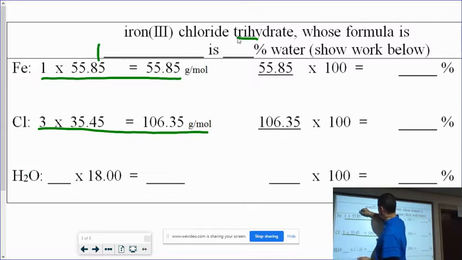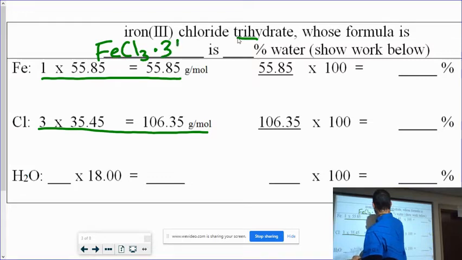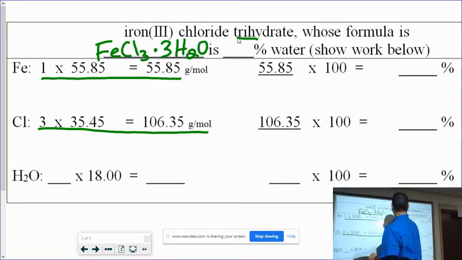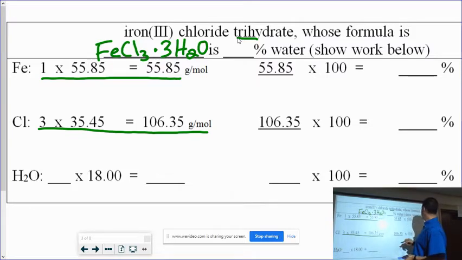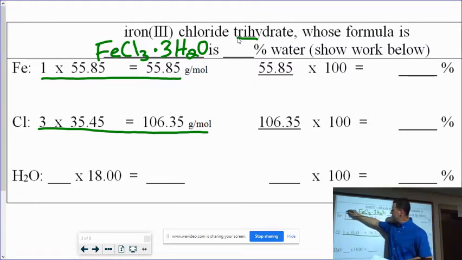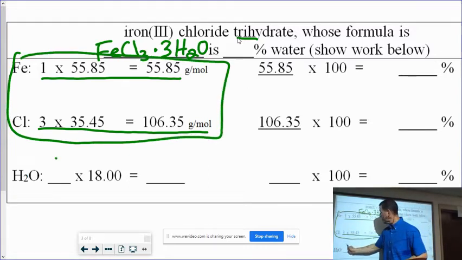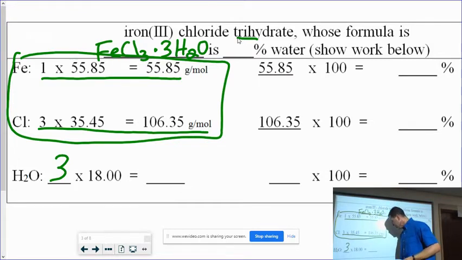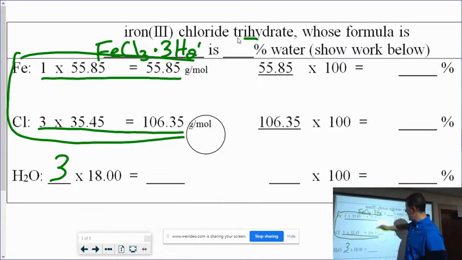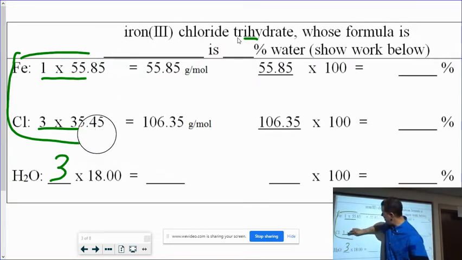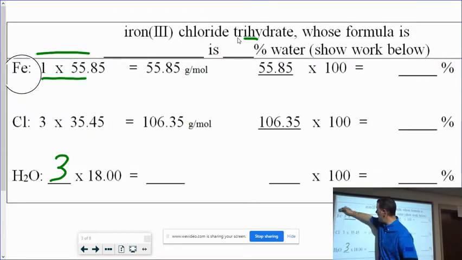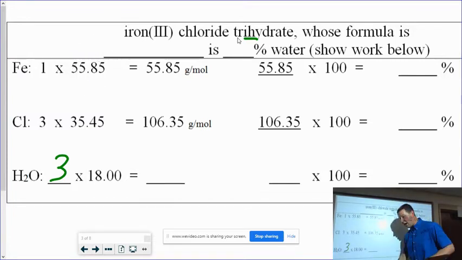So I want you to write the compound FeCl3·3H2O. That's a trihydrate. What percent water is it? And we're going to do the work for that. So this initial work right here has not changed. But now we have 3 water molecules in it. So I want you to pause the video and fill out as much of this as you possibly can. And then turn the video back on and see if you did it correctly. If you got stuck, play the video a little bit further. And then at that point in time, pause the video and go through it.